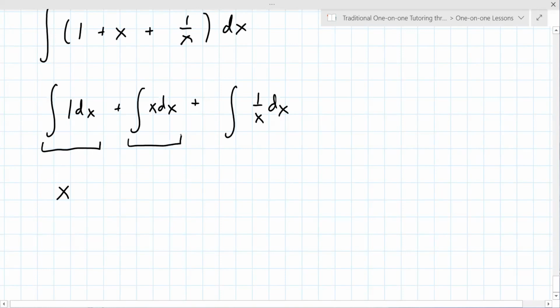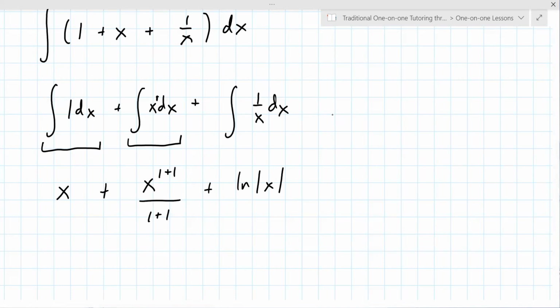The second one here, you have to add 1. So it's the power rule. It's 1 plus 1 over 1 plus 1. But this one is really x to the minus 1. So it's the natural log of the absolute value of x. It's a special thing that you have to do whenever it's x to the minus 1. What about x to the minus 2? Then you use this power rule.